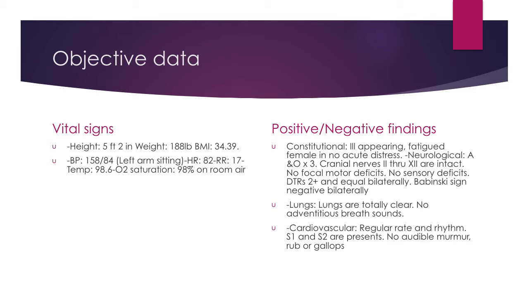So back to my patient, some of the objective data gathered on her is that she is 5'2" tall with a weight of 188 pounds with a BMI of 34.39. Blood pressure was elevated at 158/84. Overall physical exam was normal. She did appear ill and fatigued, but overall neurologically everything was intact.